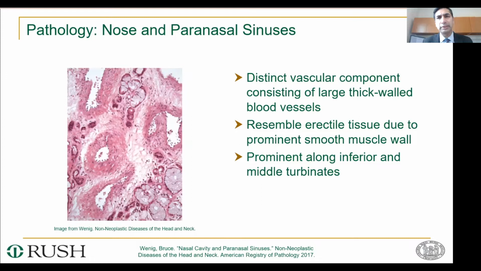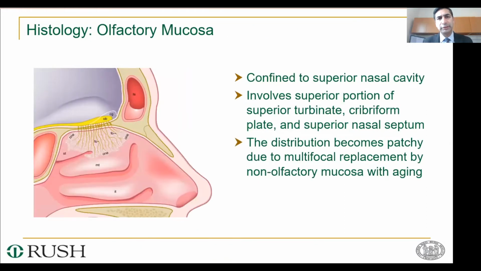You'll also notice that there's a distinct vascular component of these large, thick-walled blood vessels, which have a very prominent smooth muscle wall that is evident, especially when you look at the inferior and middle turbinates. This resembles erectile tissue, and we know that with the nasal cycle, this tissue can swell and shrink, and in the setting of patients that have chronic inflammation, perhaps related to allergies, this tissue can enlarge over time and can contribute to nasal obstruction.